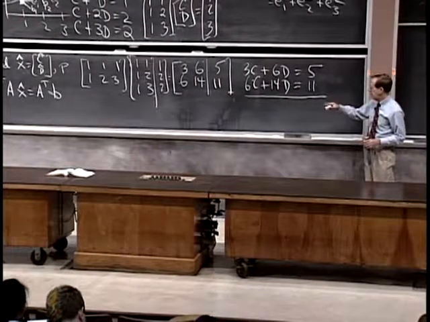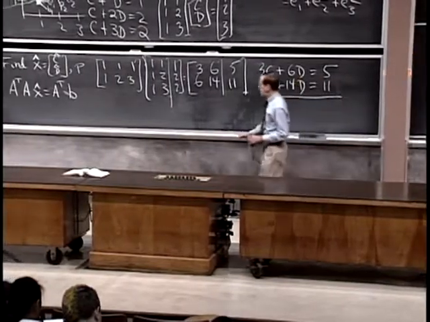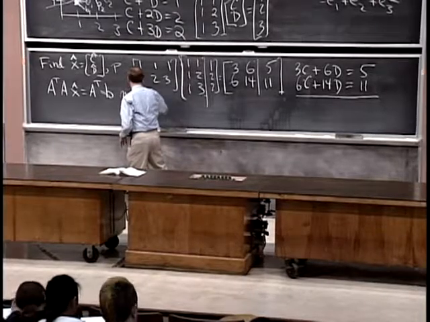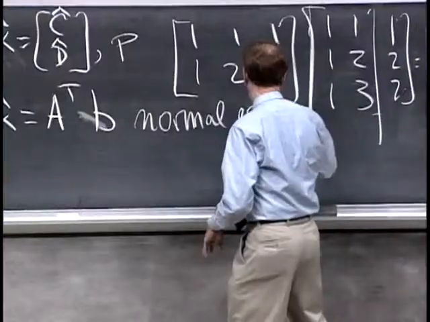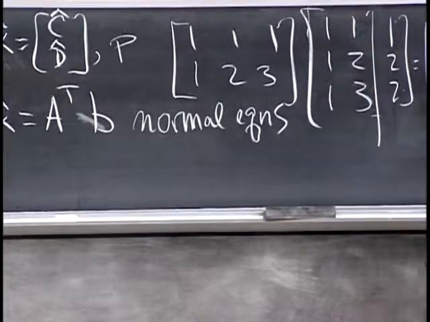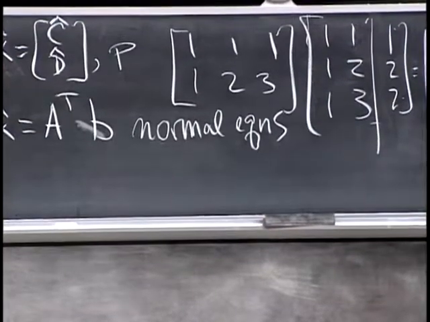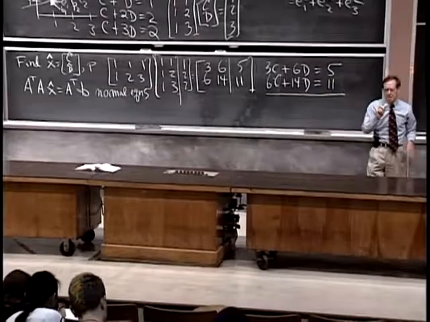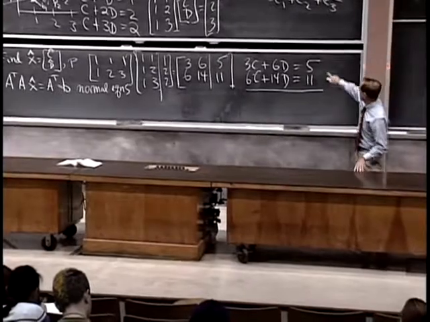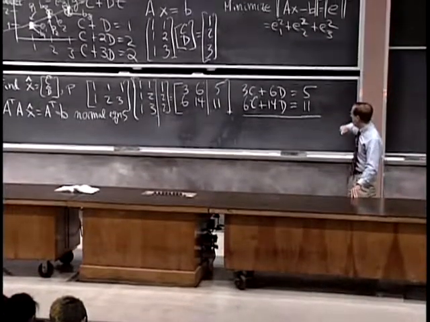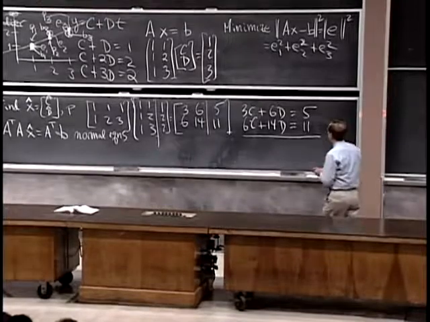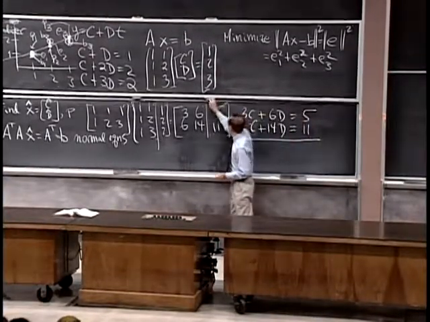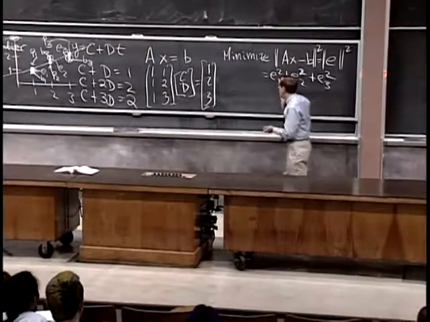They're called the normal equations. I'll just write that word down. So I solve that for C and D. Before I solve them, could I do one thing that's just above here? I'd like to find these equations from calculus, from this minimizing thing.